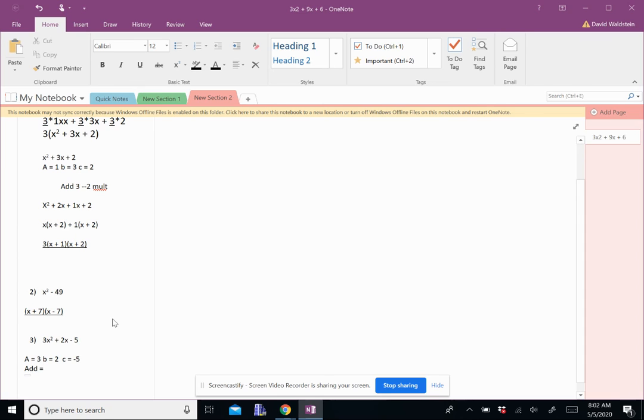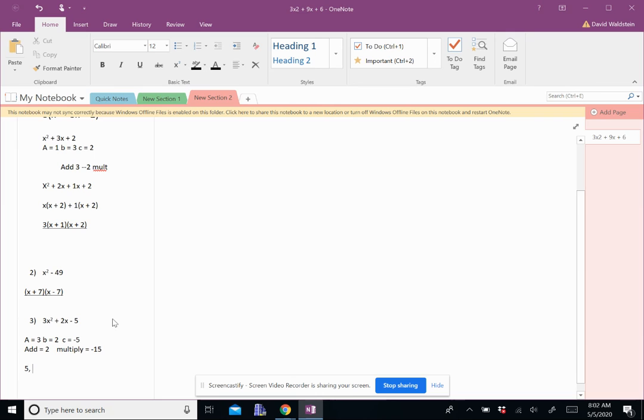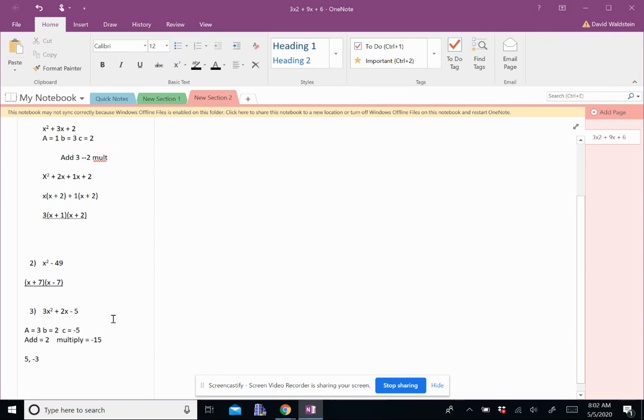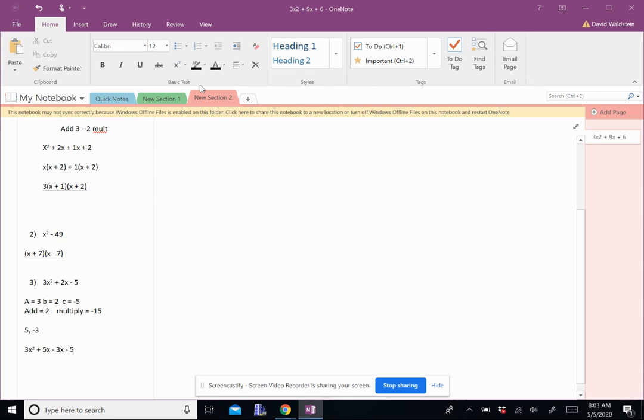So we're looking for 2 numbers that add to get 2 and multiply to get 3 times -5, A times C, which is -15. And those 2 numbers are 5 and -3. So we're going to rewrite this where we split up the middle term into that 5x and -3x. And now we're going to factor by grouping.